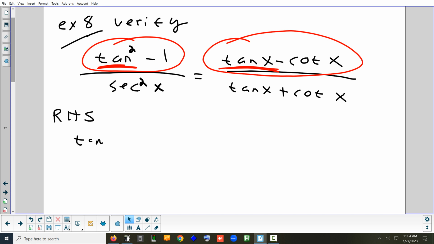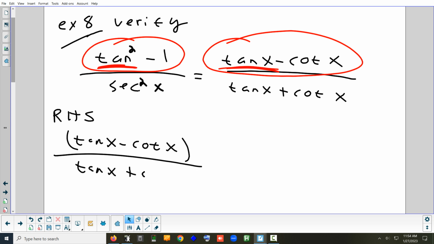So I'm going to copy the whole thing down first, over tangent plus cotangent. And I'm going to distribute tangent to the top, and I'm going to do it to the bottom.